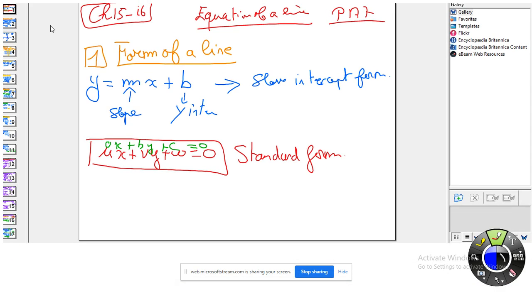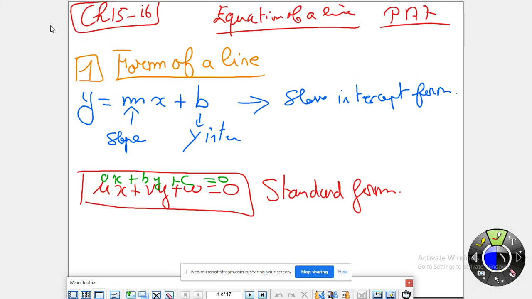So I'm going to start the new chapter today. I combined two chapters together because they are linked to each other. Chapter 15 and 16, equation of a line. Okay, it's page 177. You know some of this information from last year. I'm going to review it quickly, and then we're going to do the applications together.